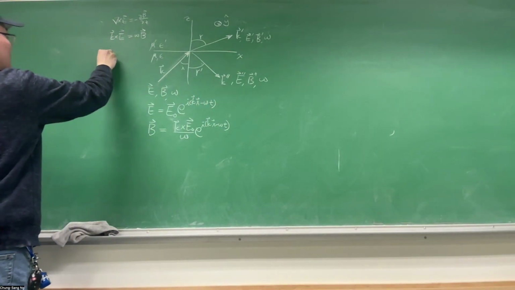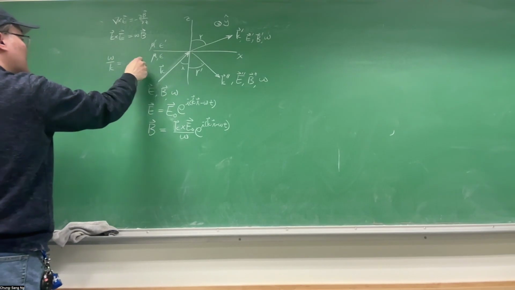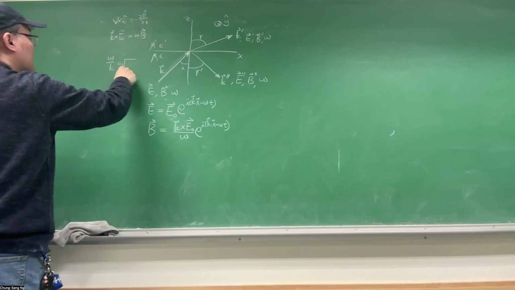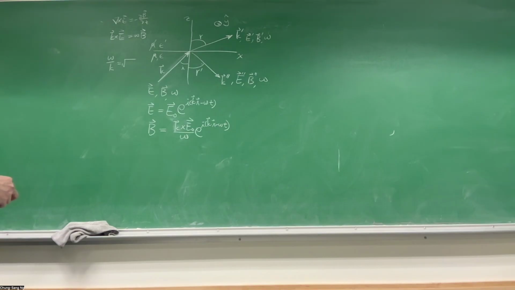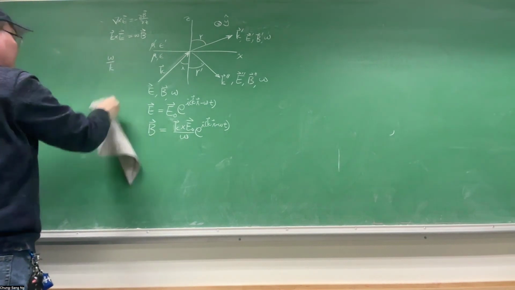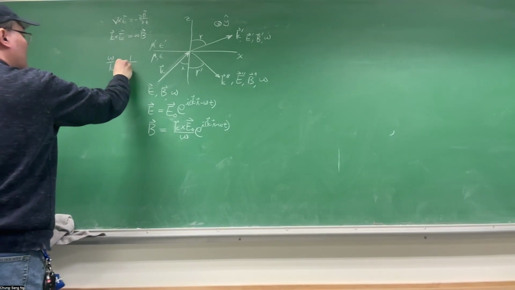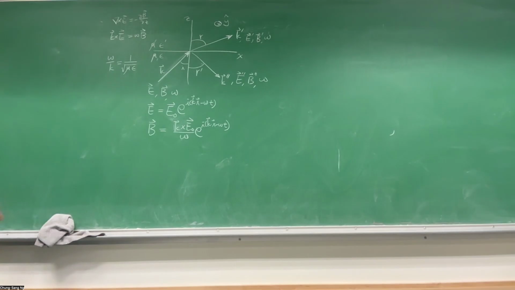So K over omega, or omega over K, is the speed, which is the square root of... actually it should be 1 over. This is the phase velocity. So it's 1 over the square root. This is in this medium, right?